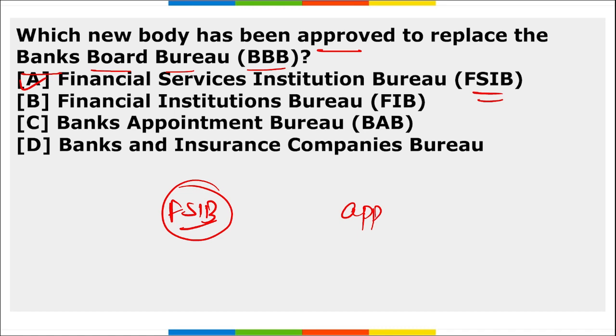Delhi High Court last year ruled that Triple B couldn't select the general managers and directors of the state-run general insurers. So, former Triple B chairman Sharma is set to head the new body, that is your Financial Service Institutions Bureau. So, the correct option is option 1.